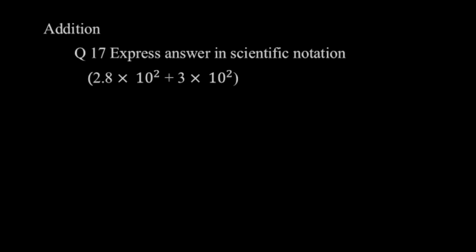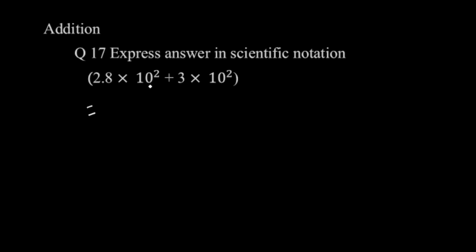The first one is addition. In addition, we have to add any two terms. Here you go. In question number 17, express the answer in scientific notation. We have to add these two terms: 2.8 multiply 10 to the power 2 plus 3 multiply 10 to the power 2. How can we solve this question?